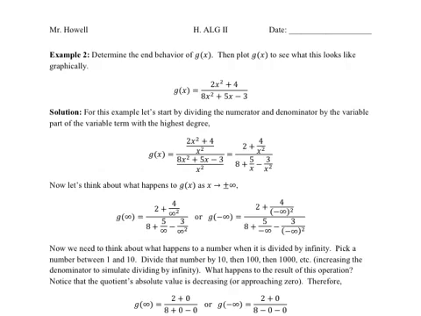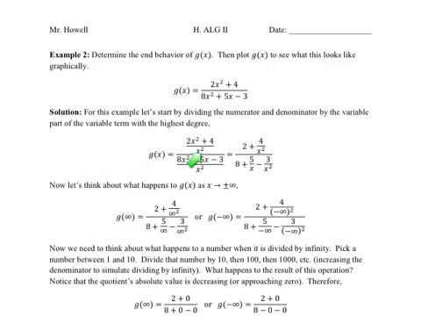Now, example 2 says determine the end behavior of g of x, still where the denominator and numerator's degrees are equivalent, just like they were before. So this is x squared, this is x squared. But now, instead of just plugging in infinity, let's take a look at this problem and see what's really going on. The way to solve this one is to start by dividing the numerator and denominator by the variable part of the term with the highest degree. So x squared is the highest degree. So let's divide the numerator and denominator by x squared.